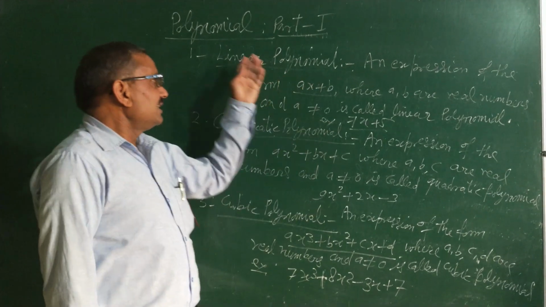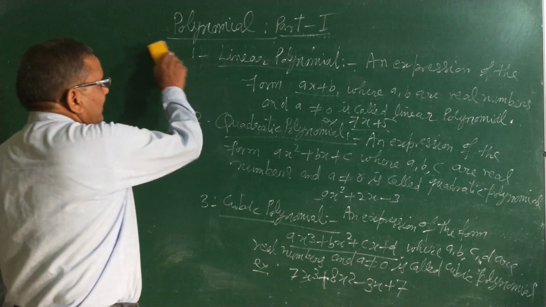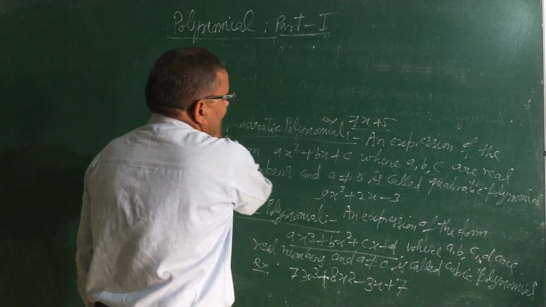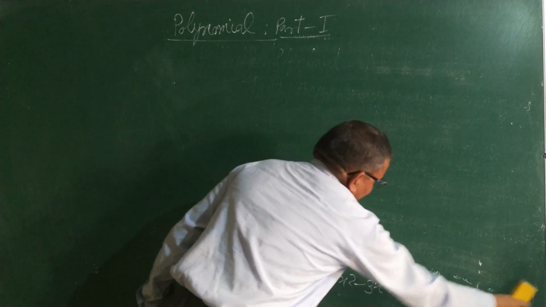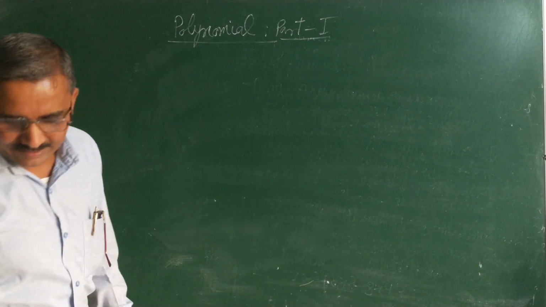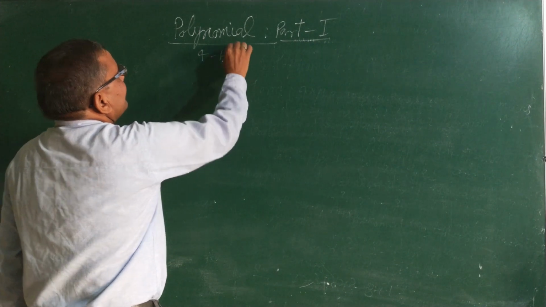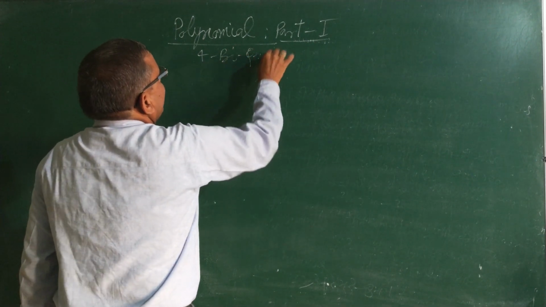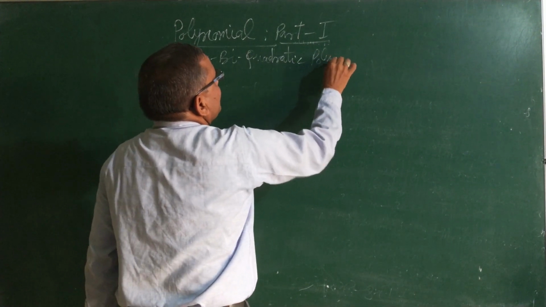This much is linear, quadratic, cubic, and again biquadratic. The next one is biquadratic polynomial. Biquadratic means quadratic of quadratic.